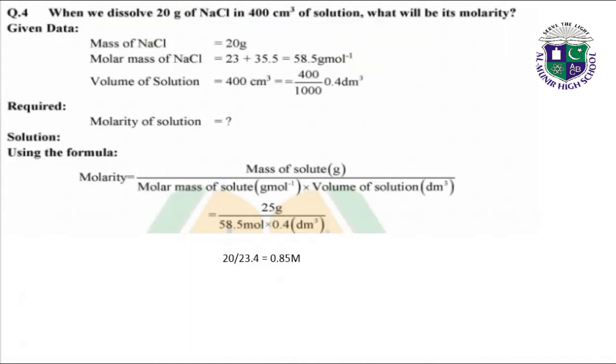Next students, we have question number 4. It is also very easy. When we dissolve 20 grams of sodium chloride in 400 centimeter cube of solution, what will be its molarity? To find its molarity, we will use the same formula. Mass of NaCl is 20 grams, molar mass of NaCl is 58.5 grams per mole, and volume of solution will be 400 centimeter cube, which will be 400 divided by 1000, 0.4 decimeter cube. So molarity of solution is required. By putting all these values in this formula, we will get the molarity, which will be 0.85 moles.